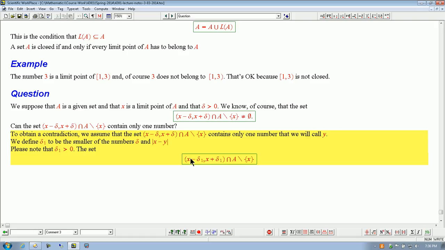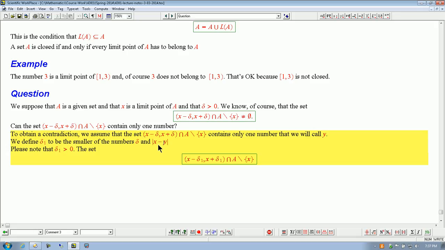Because how far is y from x? Exactly delta 1. And numbers in here have to be how far from x? The distance less than delta 1. If you want to live here, how far can you be from x? Your distance has to be less than delta 1. And how far is y from x? How far is y from x? Well, it's at least delta 1. Delta 1 is less than or equal to that. You understand? Actually, to be honest, delta 1 equals that.